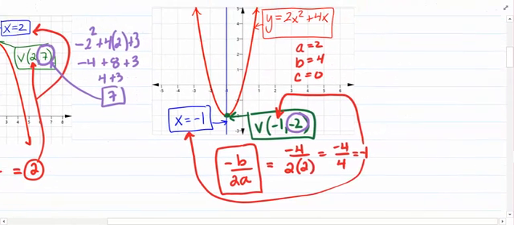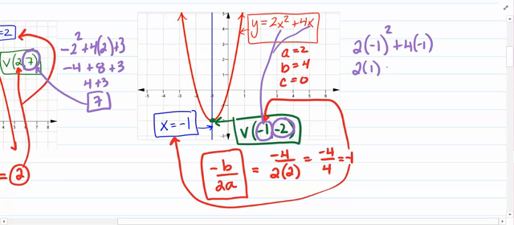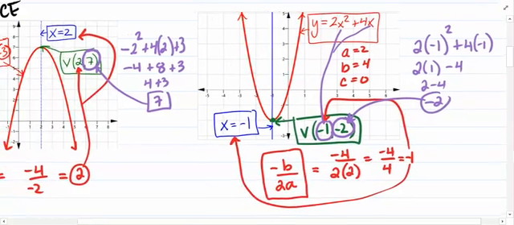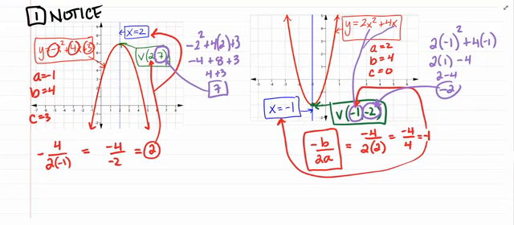Same thing over here. I'll move it over so you can see. If I take the x-coordinate of the vertex and plug it back in, I would have this: 2 times -1 squared plus 4 times -1. I'm just taking the x-coordinate and plugging it back into my x value. Look what you get. You get 2 times 1 minus 4. You get 2 minus 4. You get -2, and that's exactly where this one comes from. Okay, so there's a lot of information that's hidden inside the equations of quadratics, and that's what we're trying to pull out today.